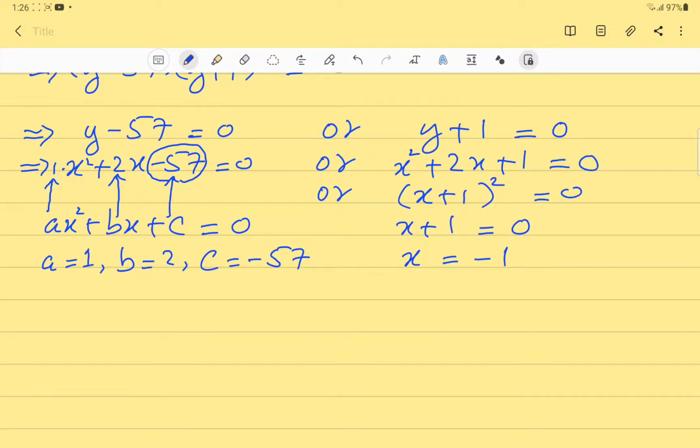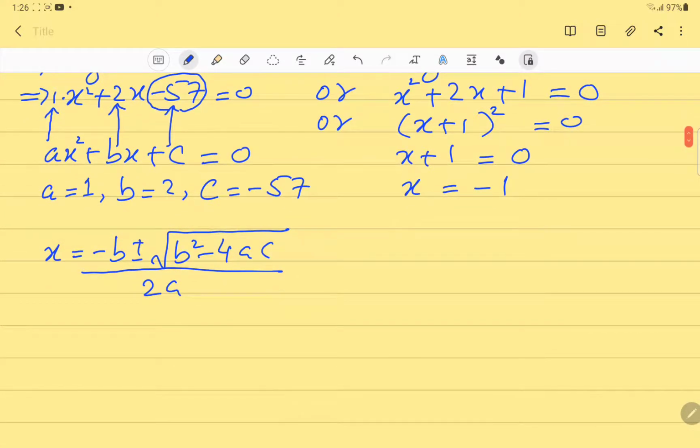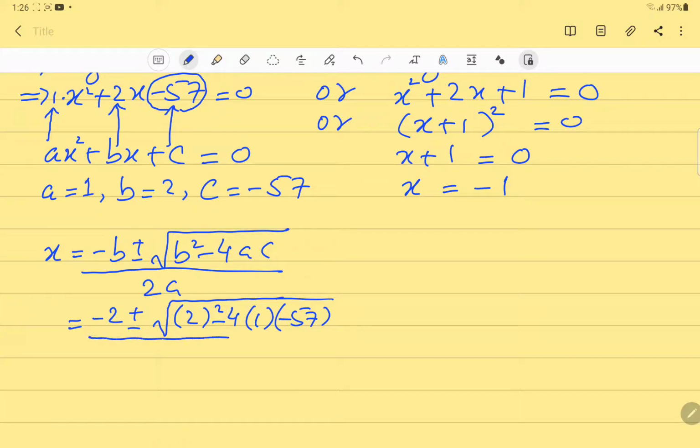Let's solve this quadratic equation now. We will write the quadratic formula as x is equal to minus b plus minus square root of b squared minus 4ac over 2a. Let's place the value of a, b and c. So it is minus 2 plus minus square root of square of 2 minus 4 into 1 into minus 57 over 2 into 1.